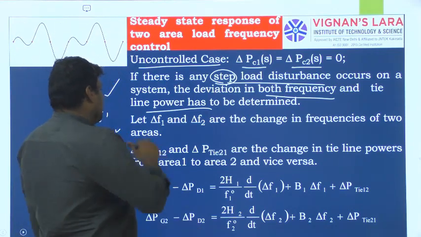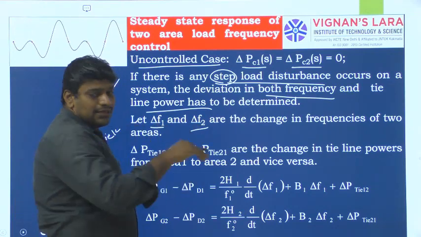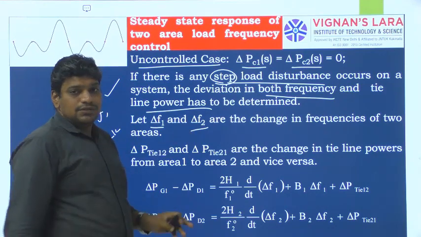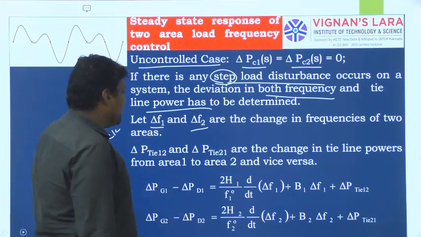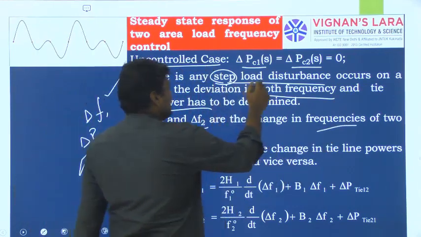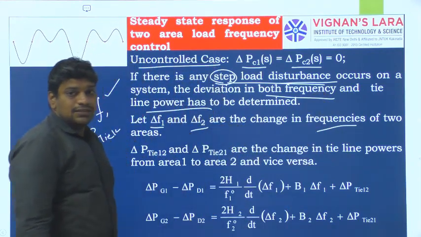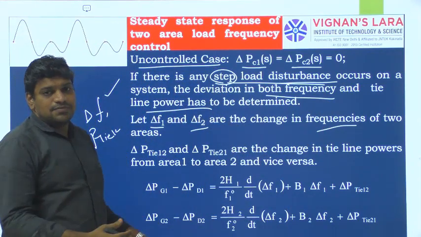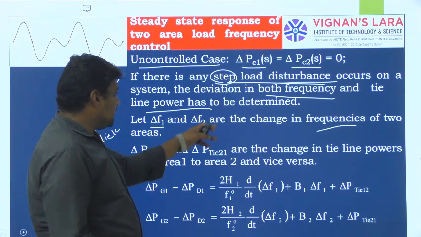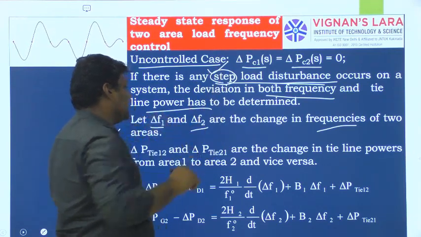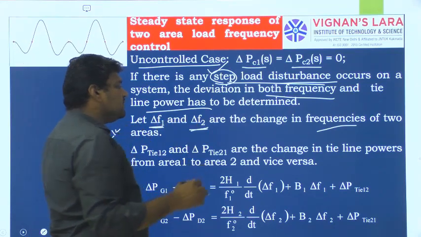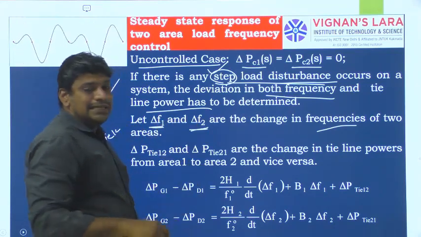Let delta F1 and delta F2. Since you are considering two areas, index 1 is for area 1, index 2 for area 2. So delta F1 and delta F2 are the changes in frequencies. These are the changes in frequency that occur when the disturbance occurs on the system. In this case, the disturbance means load only. We are considering the disturbance as the load change, that is of first step. You need to keep in mind. So because of this load disturbance, the change in frequency will be delta F1 in area 1 and delta F2 in area 2.